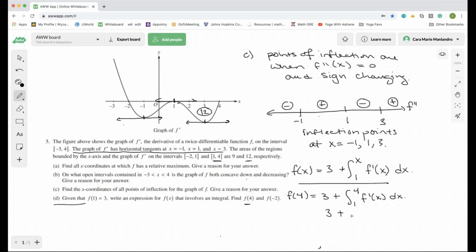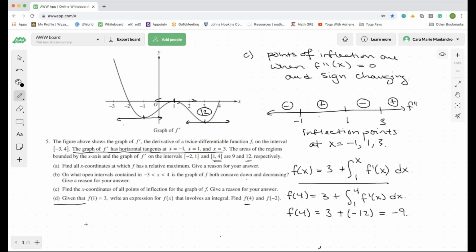So we would say no. We do not put a 12 there because this area is below the x-axis, so this is actually negative 12. That area is negative. You can think of the height as being negative. So we should get negative 9. So f of 4 is equal to negative 9.